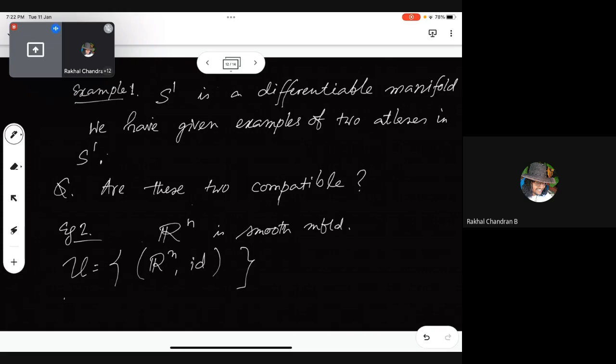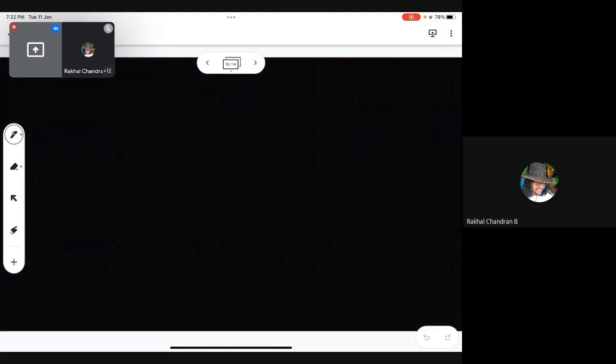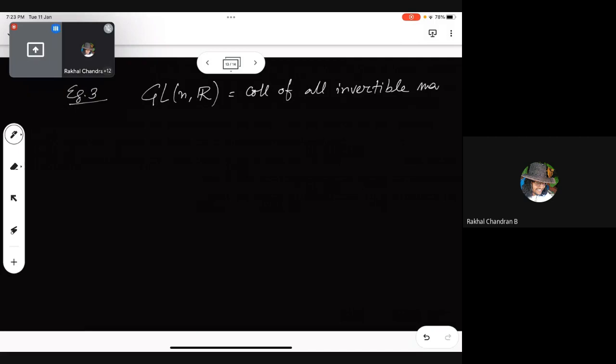So example three, any open subset of Rn is a manifold, here a smooth manifold. Now, any open subset of Rn is also a manifold, and that leads to something interesting as well. So example four, GLnR. So what is GLnR? The set of invertible real n by n matrices. So this is the collection of all invertible n by n matrices with real entries.